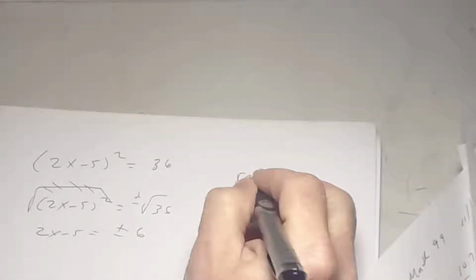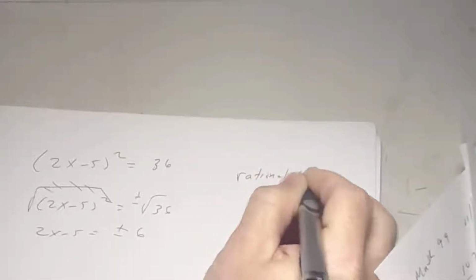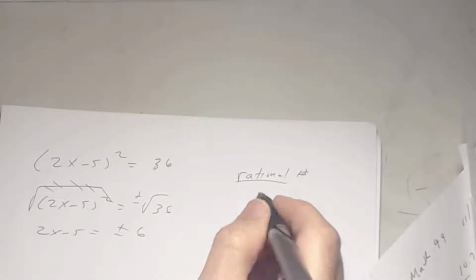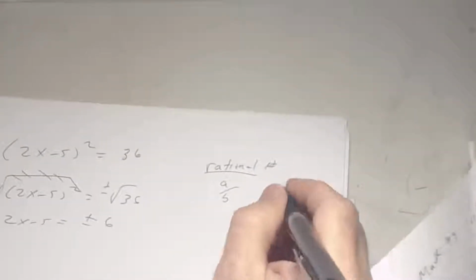Okay, so remember you learned in a previous course, and you also learned it when you were 2 years old, about rational and irrational numbers. So a rational number is any number that can be written as a fraction, where a and b are integers.